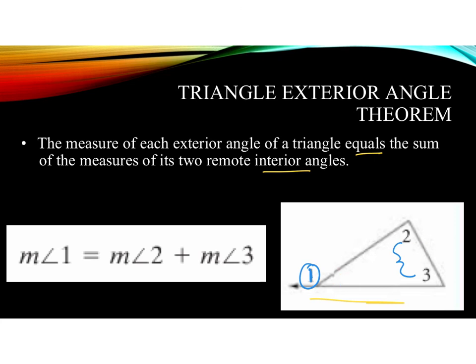So that would give me this one, and then I could go 180 degrees for this straight line and subtract angle 1 as well. Or if you just know the triangle exterior angle theorem, then you could say I know that angle 1 is really equal to the sum of these two, and that works just as good, if not faster.